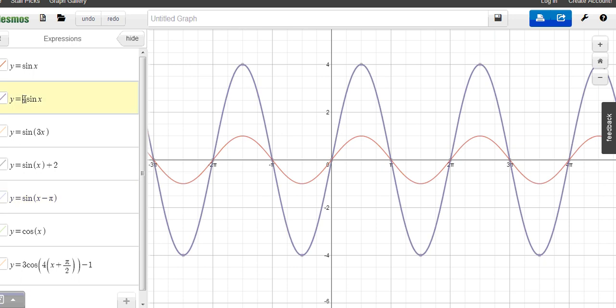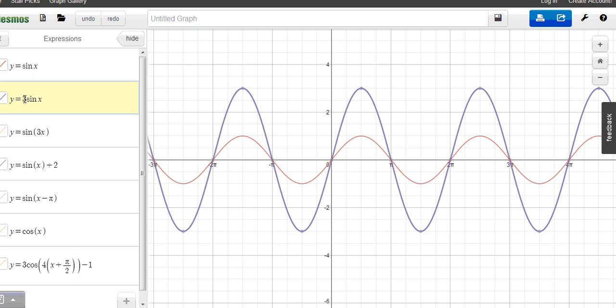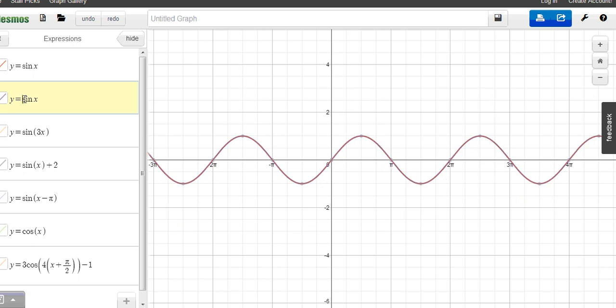So let's change this 4 and see what happens. Let's say we made this 2. It looks like it makes it just a little bit taller. What about if we made it 3? It makes it even taller than 2. What about 0.5? It looks like it makes it shorter. So this number out in front is making it stretched out in the y direction.